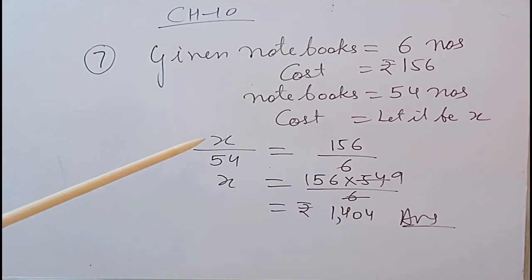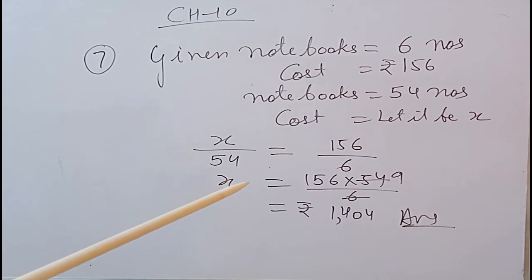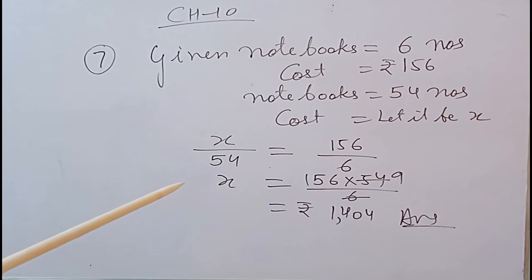So 54 will multiply to the numerator of the right hand side, and x equals 156 into 54 upon 6. 6 nines are 54, and 9 into 156 will give you 1404. So the cost of 54 notebooks is 1404. In that manner you will do question number 7, and with the help of this you can try the other sums.